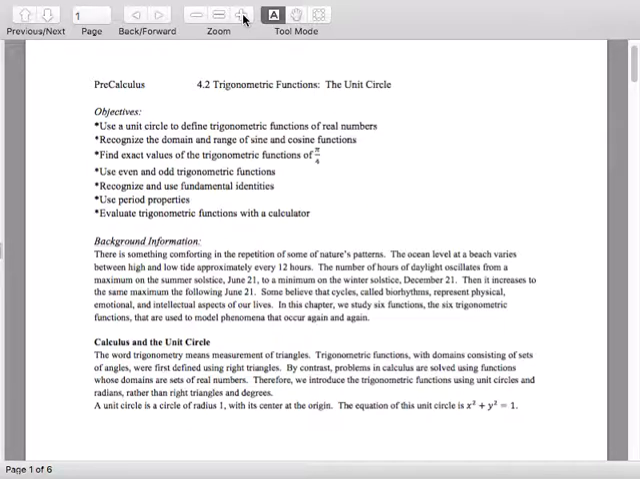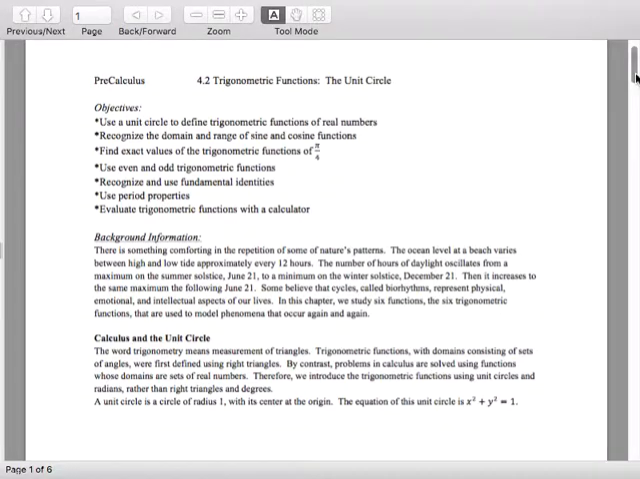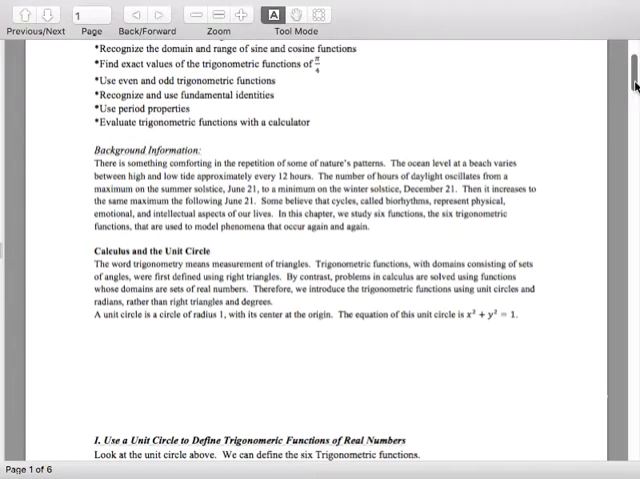The number of hours of daylight oscillates from a maximum on the summer solstice, June 21st, to a minimum on the winter solstice, December 21st. Then it increases to the same maximum the following June 21st. Some believe that cycles called biorhythms represent physical, emotional, and intellectual aspects of our lives.